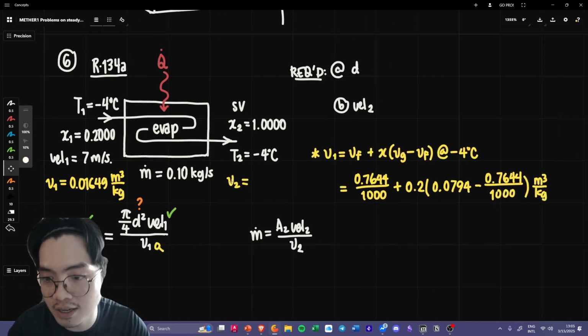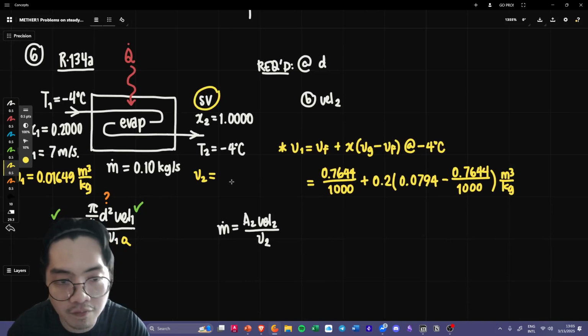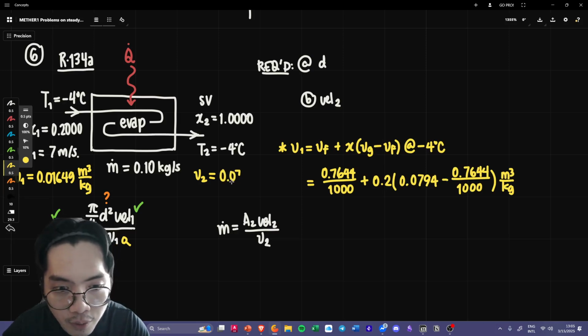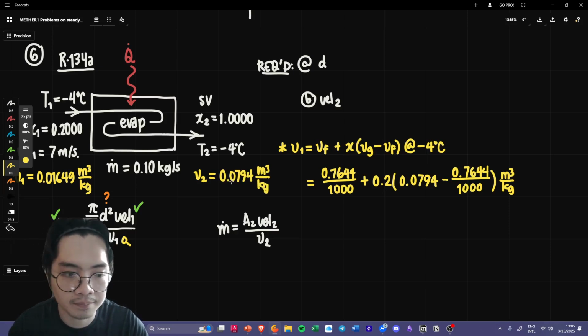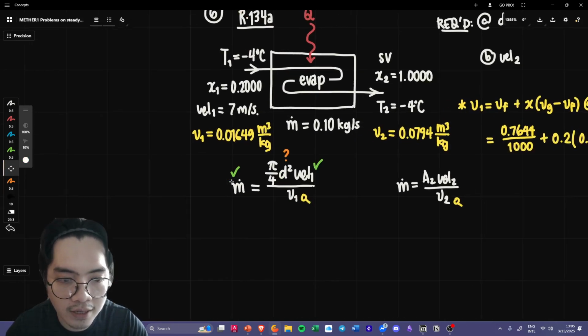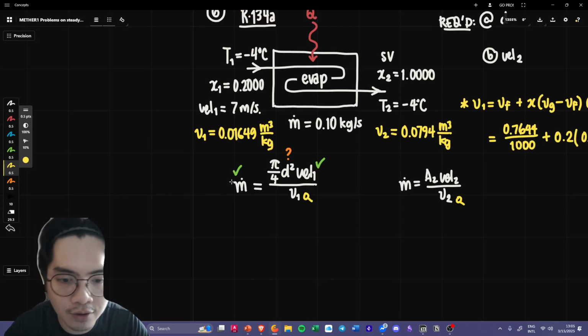And we might as well be able to find V2. V2 is very easy. I've already written it down because it's saturated vapor. That corresponds to a value of Vg, which is 0.0794 cubic meter per kilogram. And actually, now we have this as well, right? And now, how do we get our value of D2?